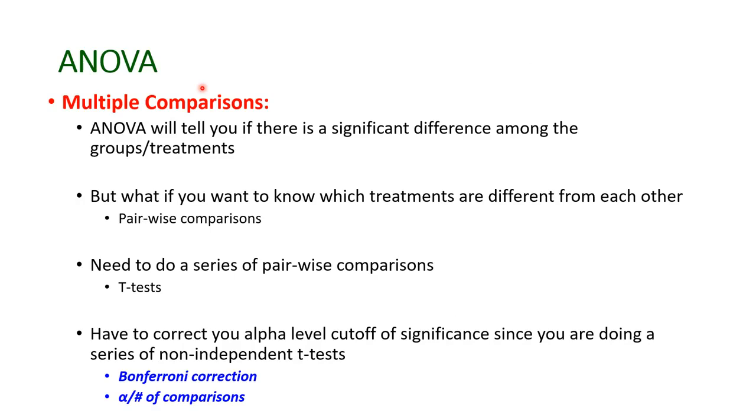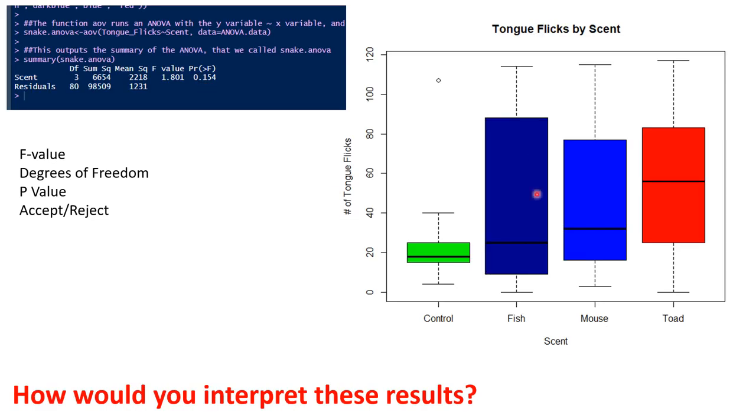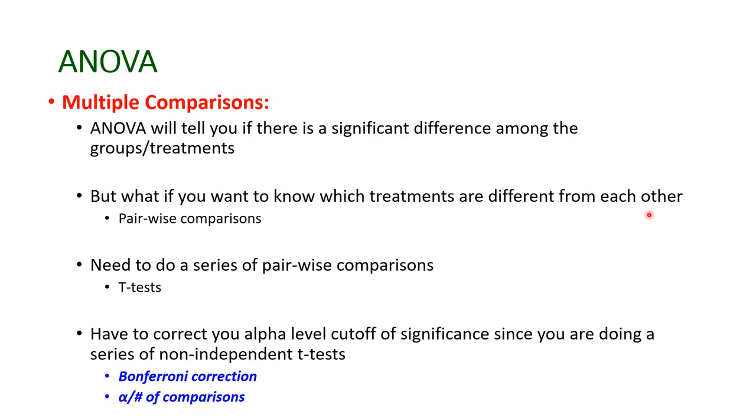If we did reject the null, then we would need to go on to do multiple comparisons, right? We would do a series of t-tests looking at just 2 groups at a time. So here we would do control to fish, control to mouse, control to toad, fish to mouse, fish to toad, and then mouse to toad. We would do every possible pairwise comparison, and we would do that looking at a series of t-tests.